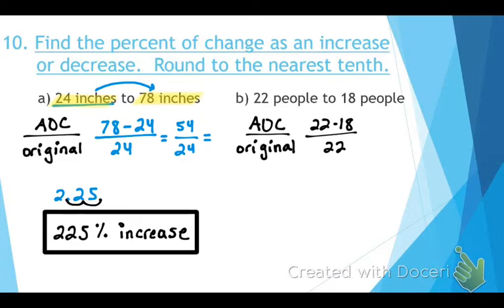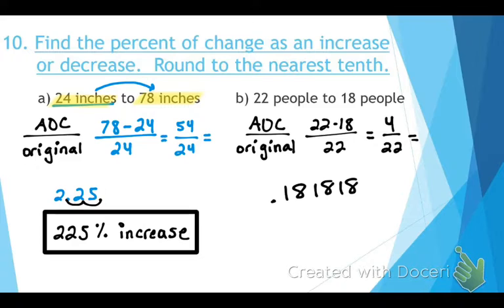Okay, so first up, the amount of change is 22 minus 18. So the amount of change is simply 4 people different from the beginning of class to the end of class. And I've got to divide that by 22. When I do that, I get 0.18 repeating. So 0.18181818. It could go on and on forever.